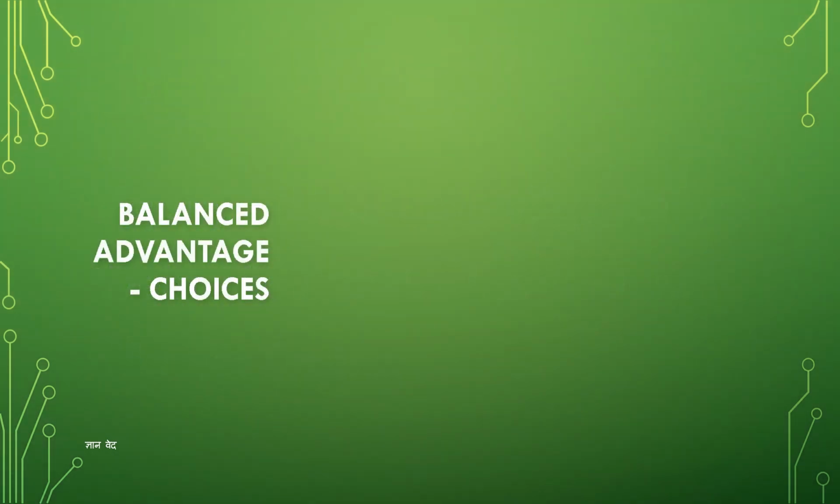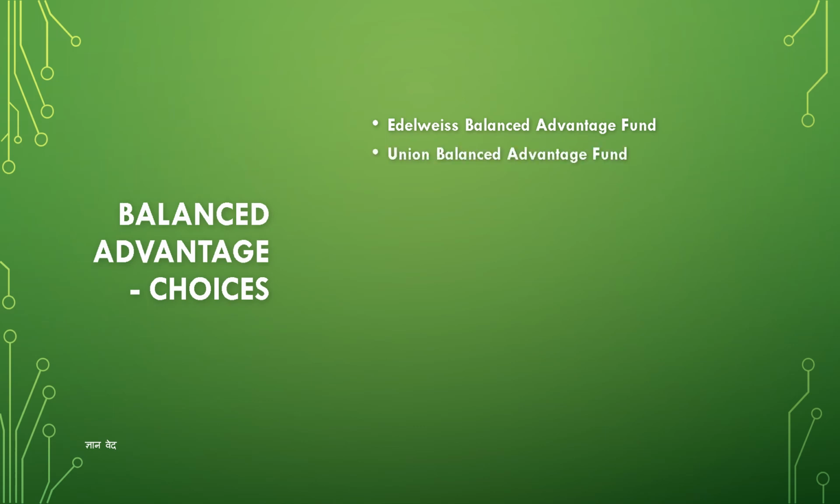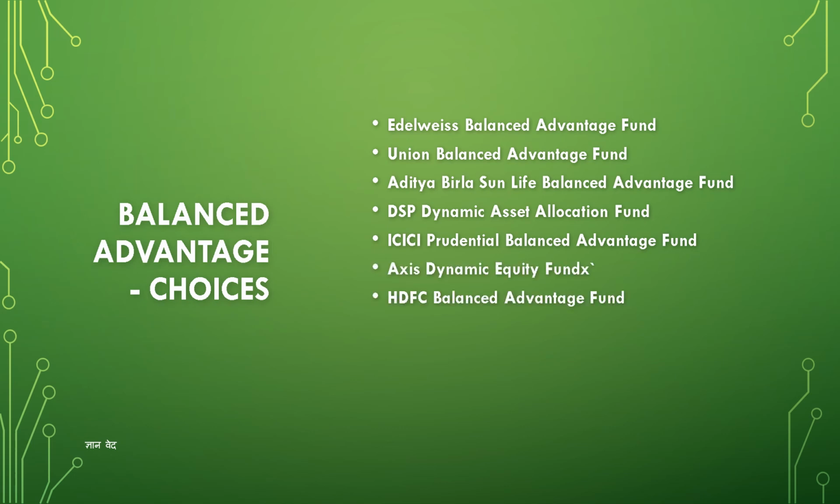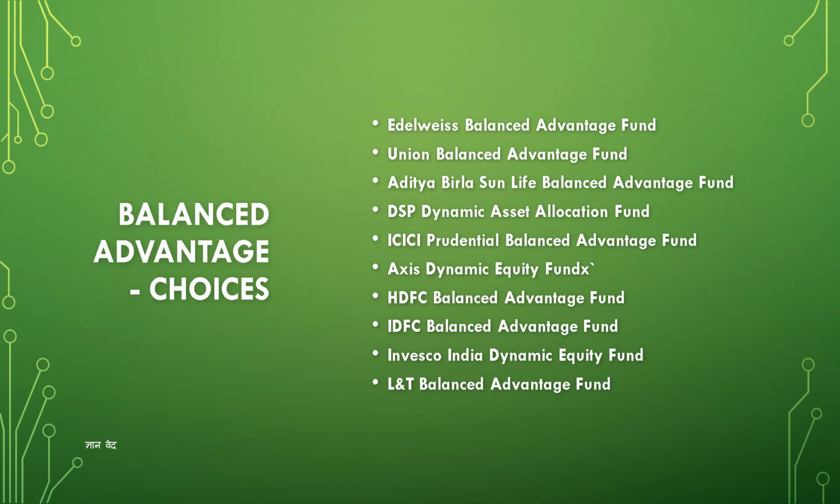In the market we have so many balanced advantage funds that you may pick from. We have funds like Edelweiss Balanced Advantage Fund, Union Balanced Advantage Fund, and Aditya Birla Sun Life also has a fund in the same category. DSP Dynamic Asset Allocation Fund, you have from ICICI Prudential also, then Axis Dynamic Equity Fund, HDFC Balanced Advantage Fund, IDFC Balanced Advantage Fund, Invesco India, then L&T Balanced Advantage Fund. These are a few we have taken as having good performance for the past few years.